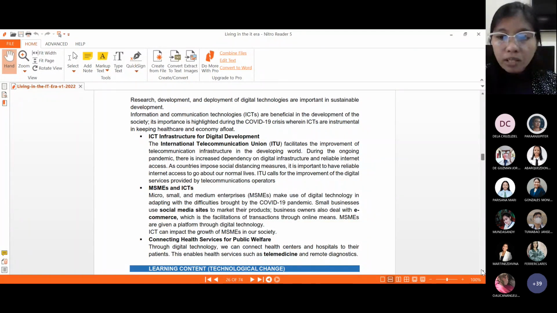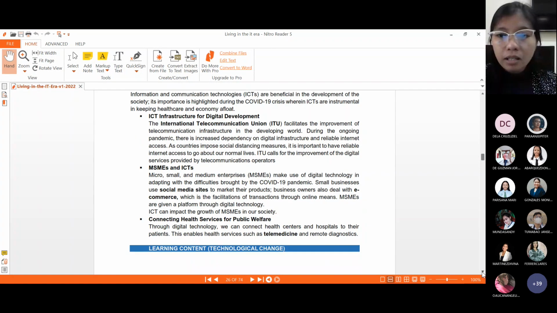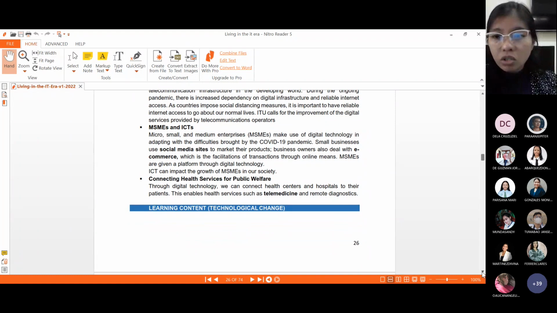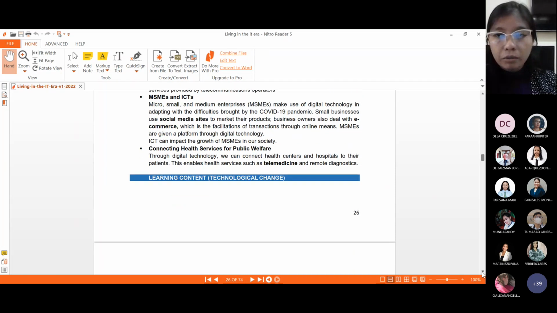So we know naman now, we discussed how important it is, how communication is very important, and communication really played a great role during the onset of the COVID-19 pandemic. Lalo na nung hindi mo dapat lapitan yung kamag-anak mo na infected, so ang gagawin mo na lang ay sa chat, nag-uusap kayo.